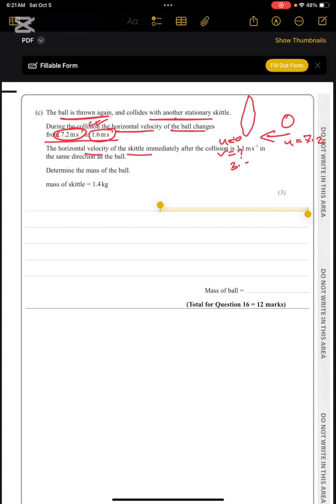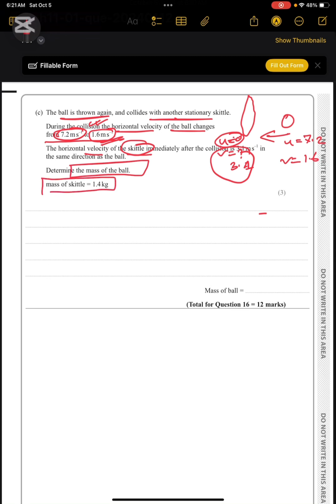The final horizontal velocity of the skittle is 3.1. So this is our final velocity and we don't know the initial velocity. No, yes, we know the initial velocity. Initial velocity is 0 because the skittle was stationary. We know the initial velocity of the ball is 7.2 and the final velocity is 1.6. This is the final velocity of the ball. They have asked us to determine the mass of the ball and they have given us the mass of the skittle. So we can use the formula of momentum.